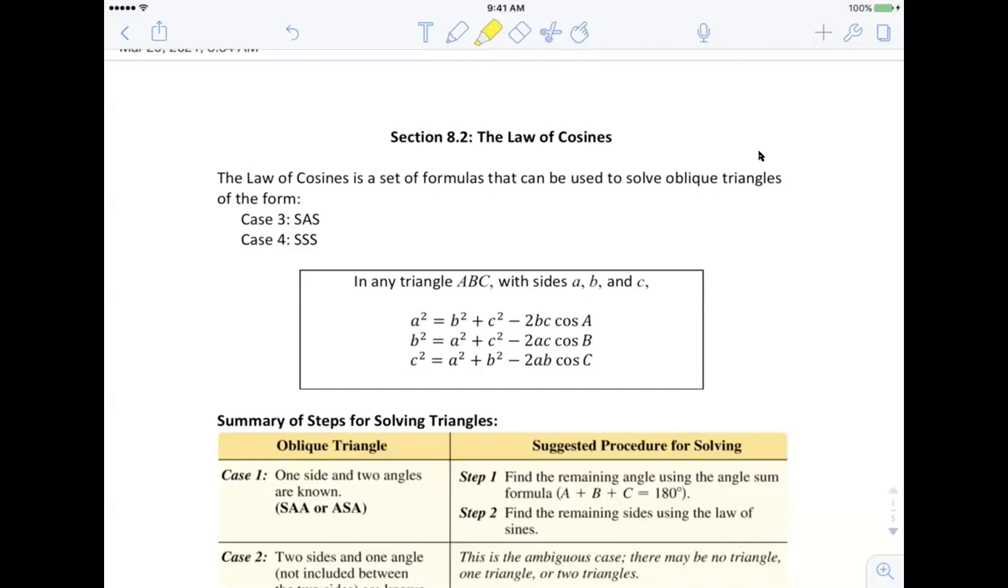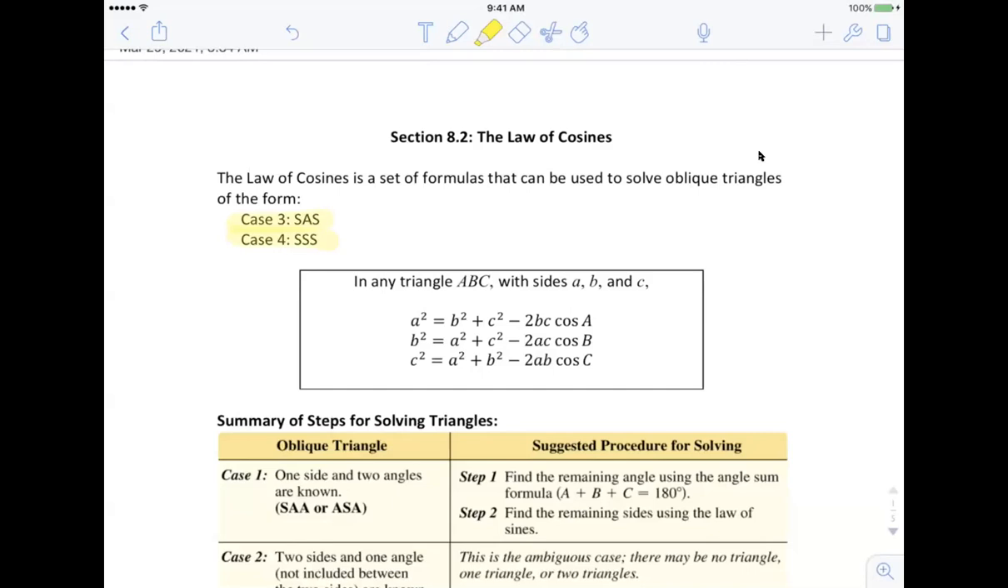Going to move on to 8.2, which is all about the law of cosines. So a new set of formulas. You'll use these formulas for the other two cases: case 3, the side angle side, and case 4, side side side. It's really 3 formulas, but they're all pretty much the same structure.